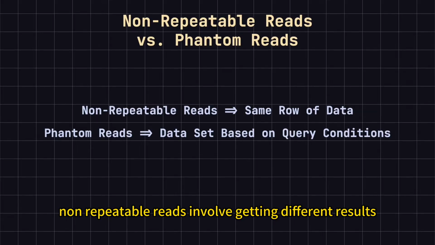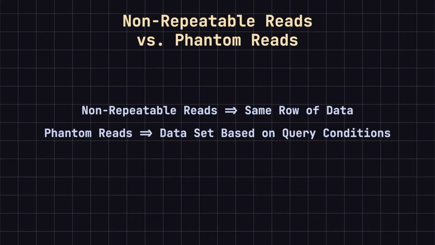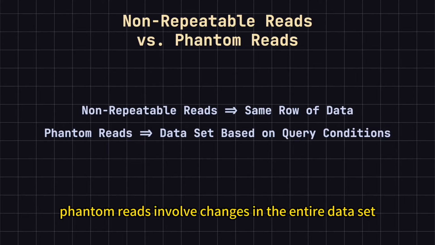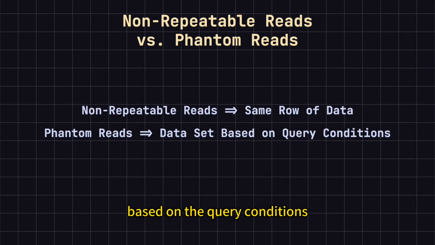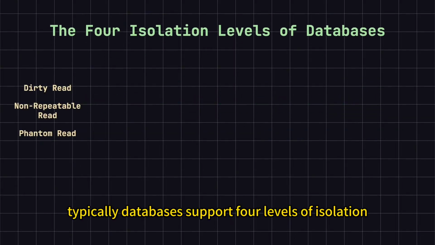Non-repeatable reads involve getting different results when reading the same row of data multiple times, while phantom reads involve changes in the entire dataset based on the query conditions. How do databases handle these issues? Typically, databases support 4 levels of isolation.